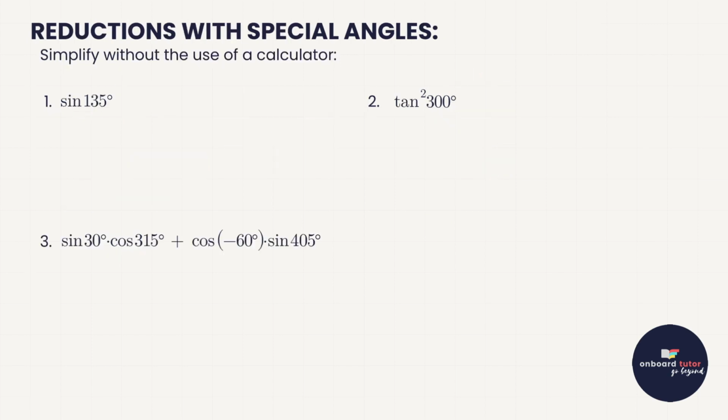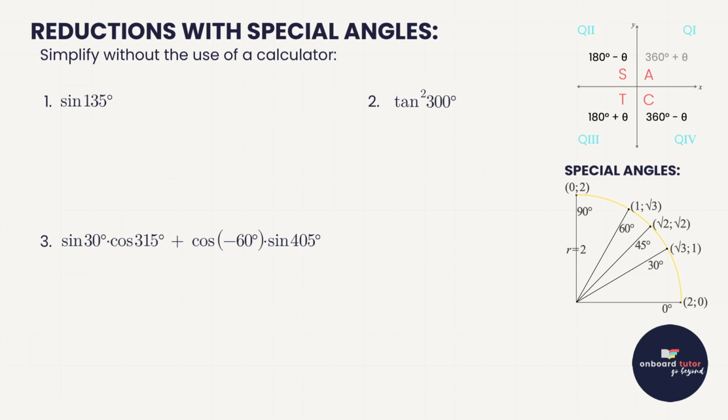Now we're going to combine reductions with special angles. So the question says, simplify without the use of a calculator, and that is usually one of my big clues that I'm going to need to use special angles. Now the last questions that we looked at, or the last examples that we looked at, we're dealing with unknowns like theta. But in this case, we actually have the full angle, okay? But the fact that they told us no calculator means we are going to have to be crafty about how we solve this. We need to get them to be one of these angles here that we know the answers to.